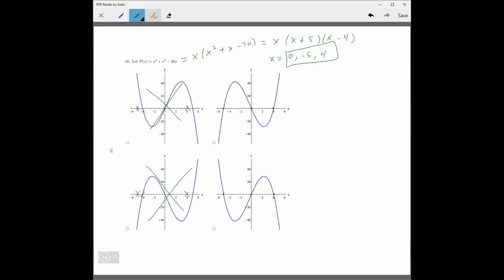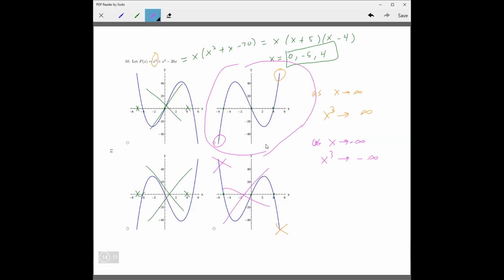And then you just look at the leading term as x goes to infinity. x cubed is going to also go to infinity. And that's this right here. And that's wrong. Okay, and as x goes to -infinity, x cubed is also going to go to -infinity because it's 3 negatives to the 3rd power. So this is fine. That's off. That means that's out. This has to be the graph right here.